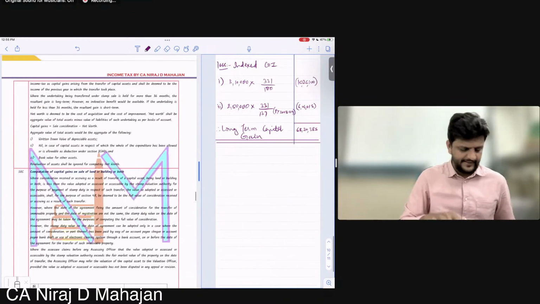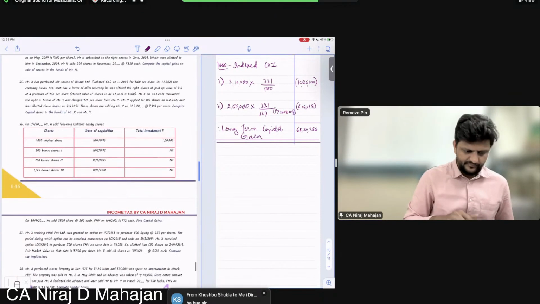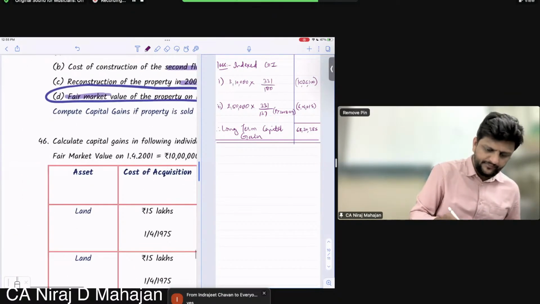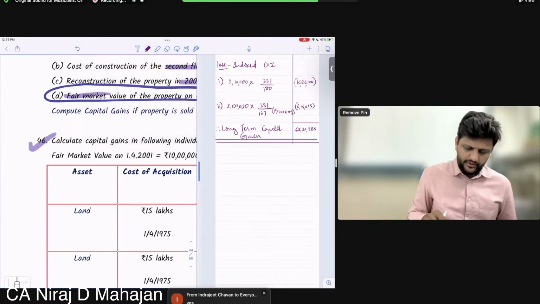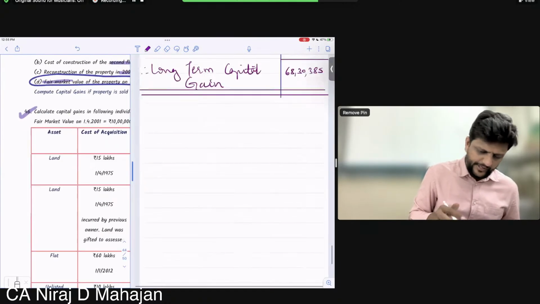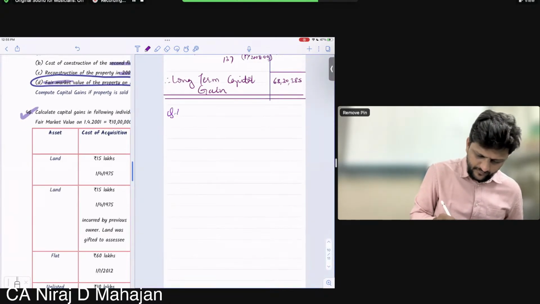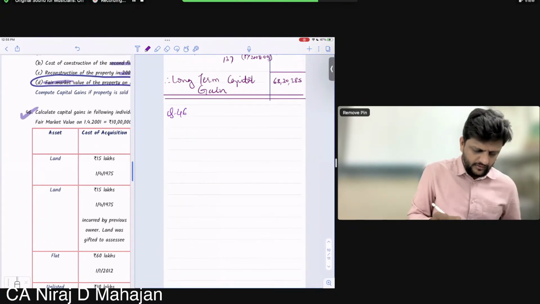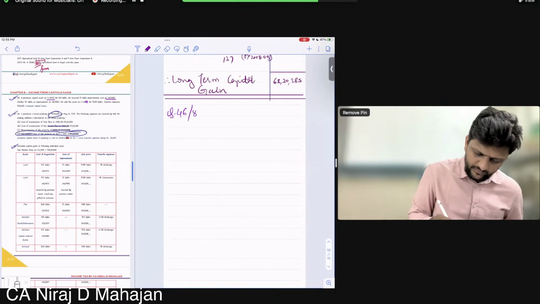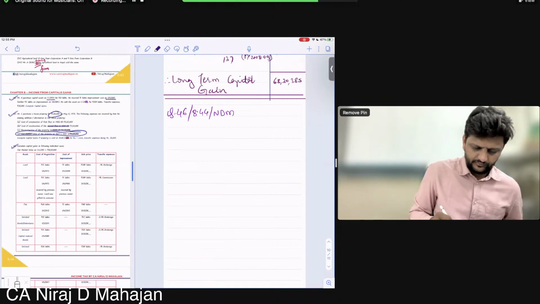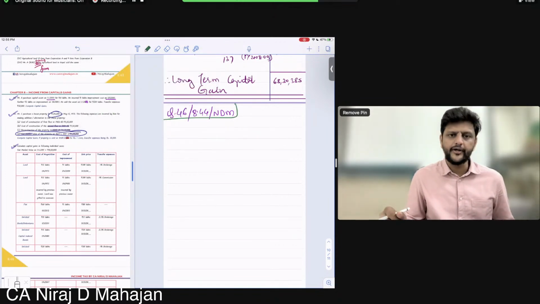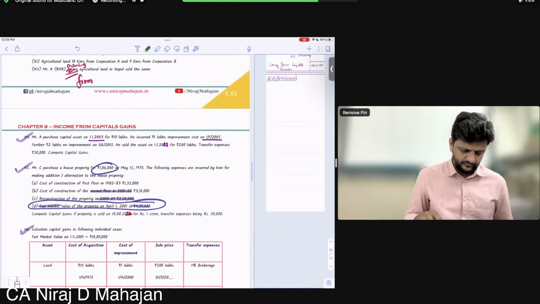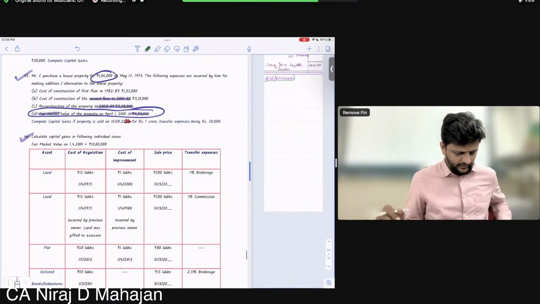Come to question number 46. Ready everybody? Lengthy question, big question, okay? But this will again clear your basics. I am focusing a lot on the basic things also, okay? Lots of ample practice. Ready? Question 46, page number 8.44. Ready all of you? Check the question. Ready?